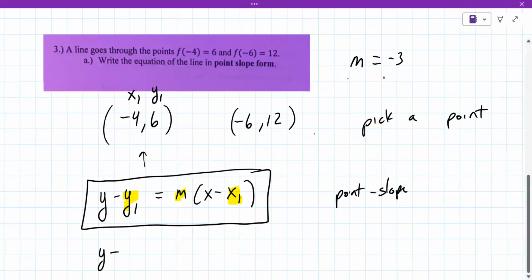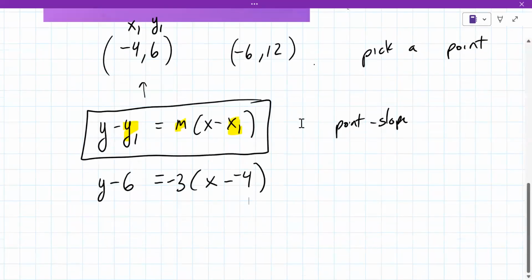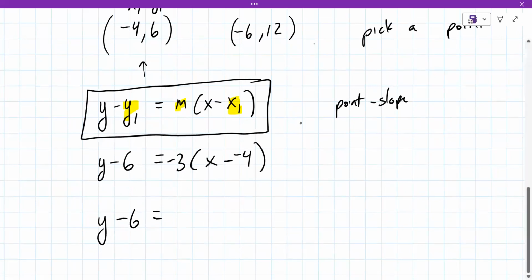So we have y minus 6 equals -3 times x minus -4. That becomes x plus 4. Okay, got it. All right, then that is your final answer.